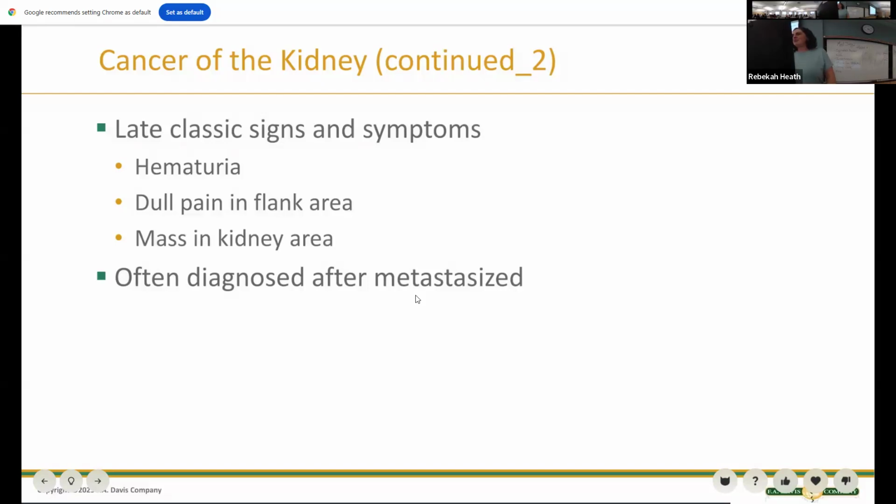With the kidneys, it's often diagnosed after it's metastasized. What does metastasize mean? It's spread, right? And unfortunately, a lot of times when cancer has metastasized, we see issues with the metastasized area. That's the one that's causing more problems. And then we're like, oh, but that came from the kidney.